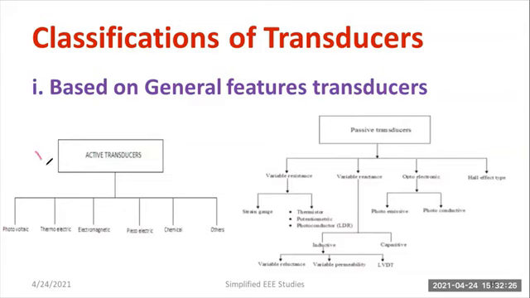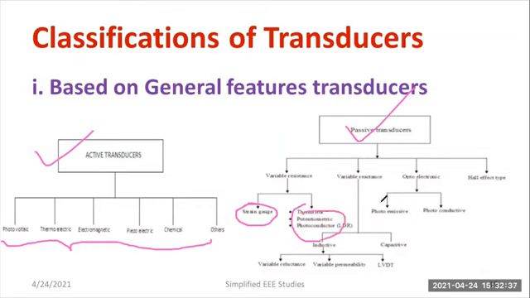So these are the various examples of active transducers. See, I have listed out the various examples of active transducers, and there is a broad classification of the passive transducers. They are given here: strain gauge, thermistors, photoemissive cells, photoconductive cells, LVDT. These are the examples of passive transducers.